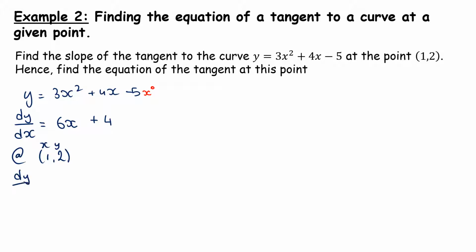So dy/dx only requires an x value to be subbed in. So it's 6 times 1 plus 4, which gives us 10. And just to remember, this is the slope of the function at that point, but it's also the slope of the tangent to the curve at that point. Okay, so that is what we've done, and now they've asked us to hence find the equation of the tangent at this point.